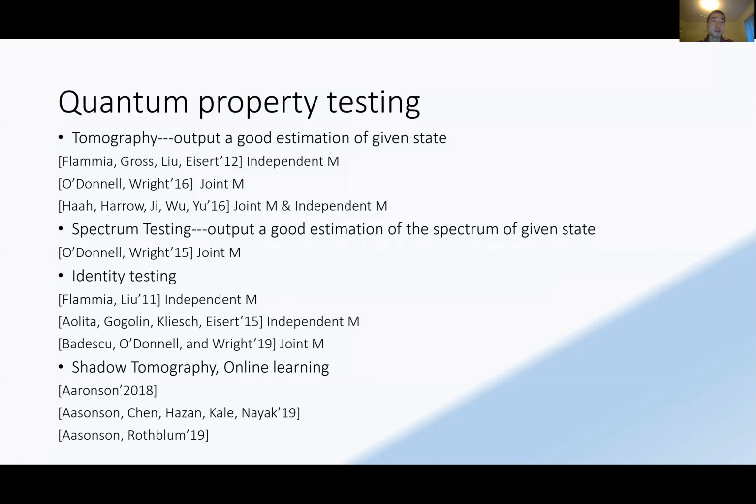Quantum property testing has attracted lots of attention recently. For instance, the tomography problem, which is about outputting a good estimation of a given state, and the spectrum testing problem, whose goal is to output a good estimation of the spectrum of a given state, and identity testing as well as shadow tomography and online learning.